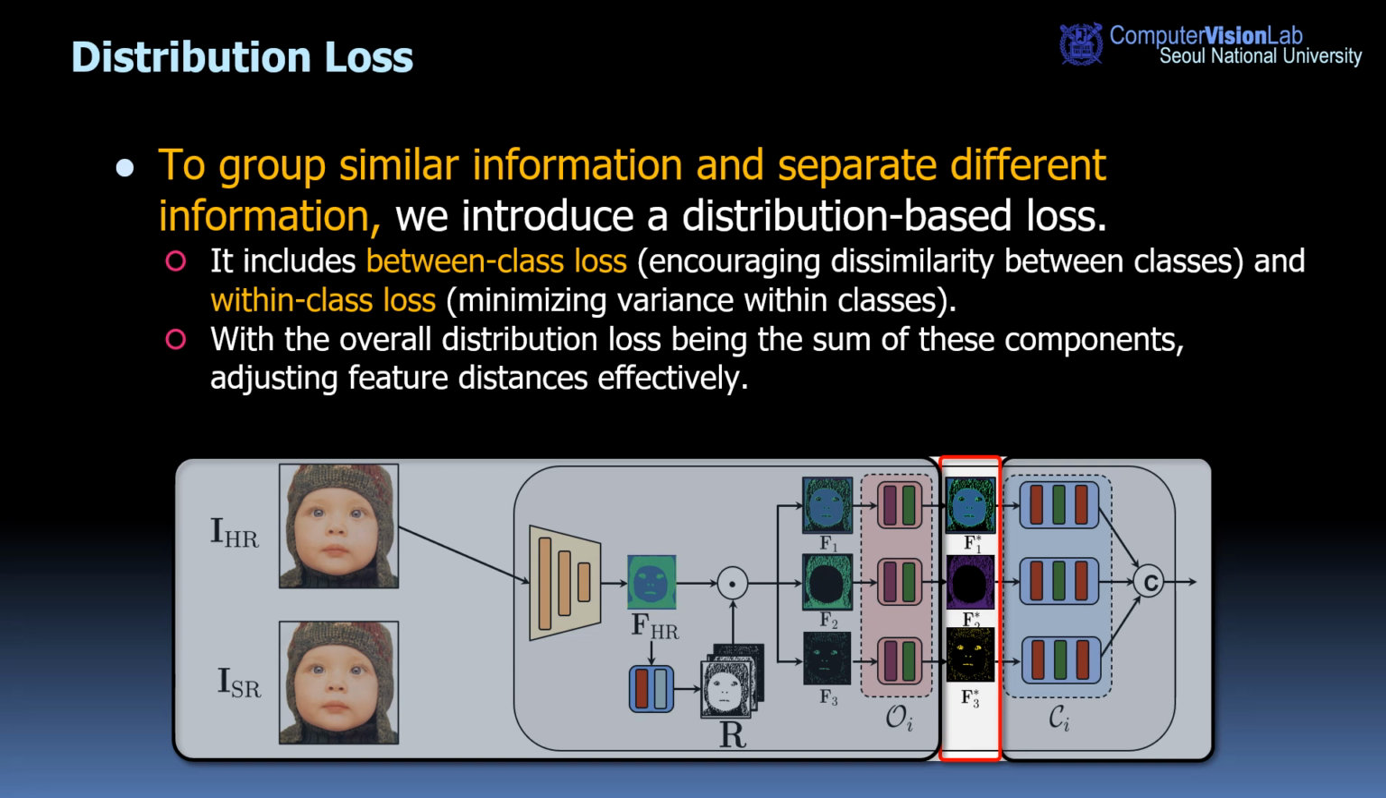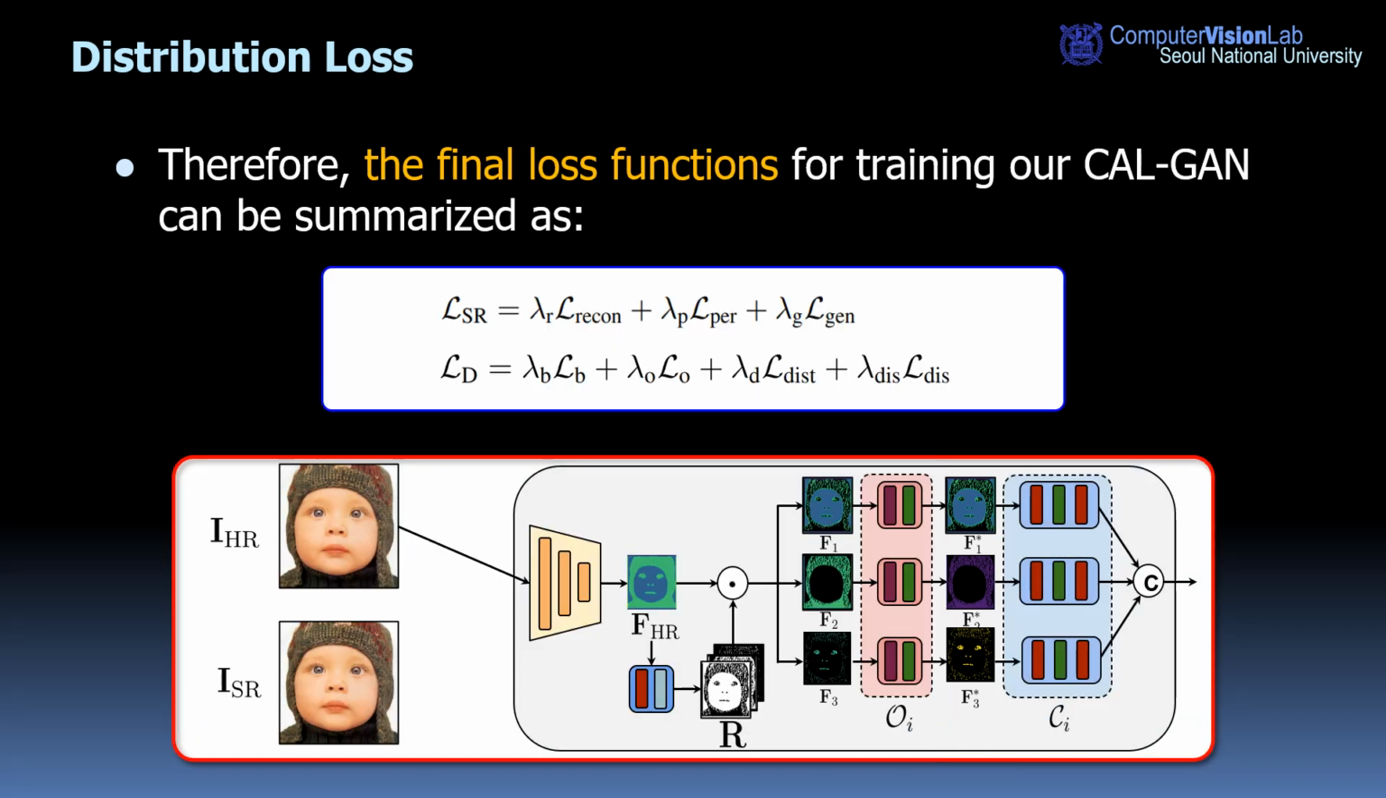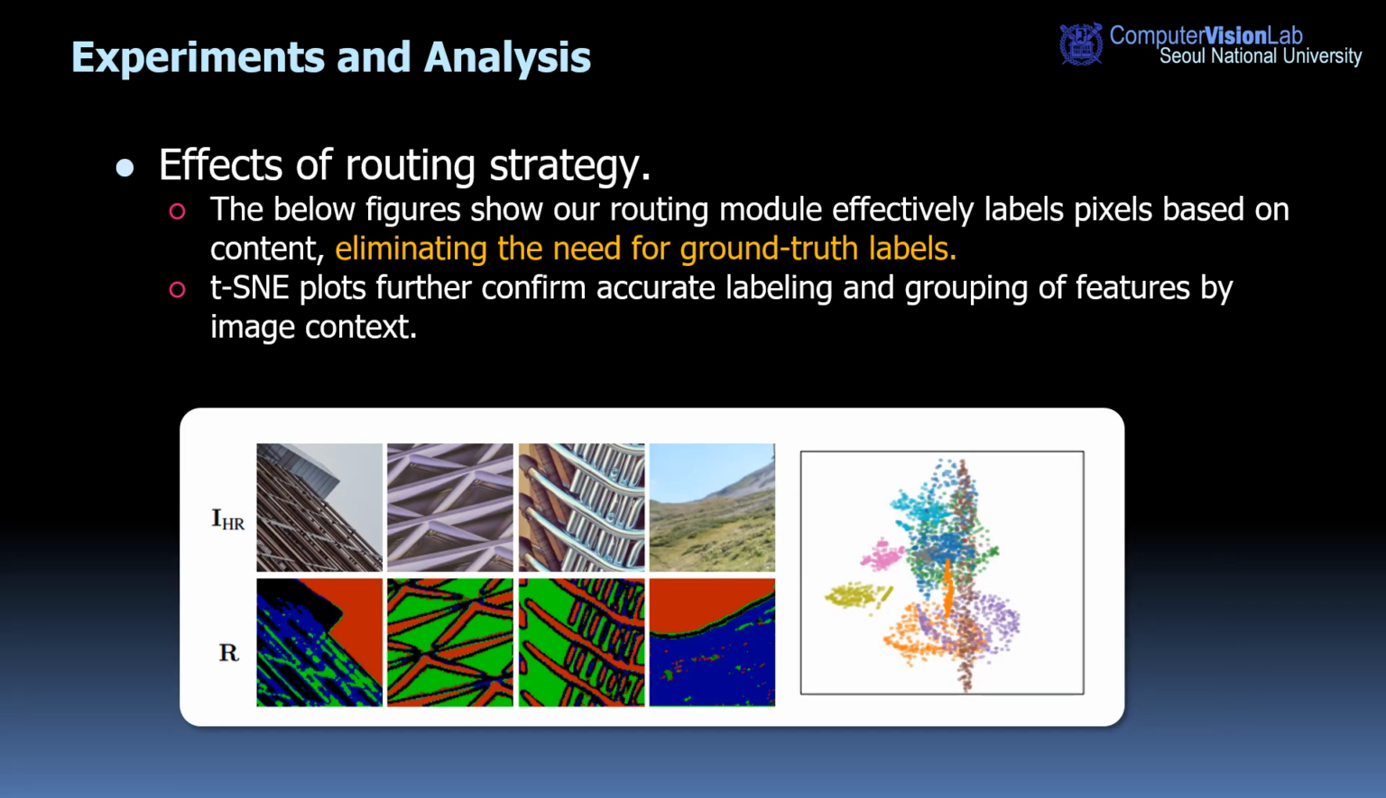Furthermore, we introduce a distribution-based loss to gather similar information together while separating different information into distinct classes. It consists of two components, between-class loss and within-class loss. Between-class loss increases dissimilarity between different classes, while within-class loss minimizes the variance within the same class. The final distribution loss is the sum of these two components and effectively adjusts the distance between features. Thus, we define the final loss function as a combination of the conventional discriminator loss and our newly introduced balancing, orthogonal, and distribution losses.